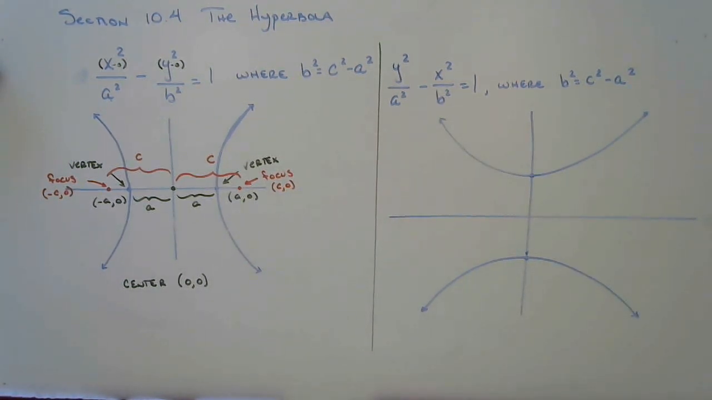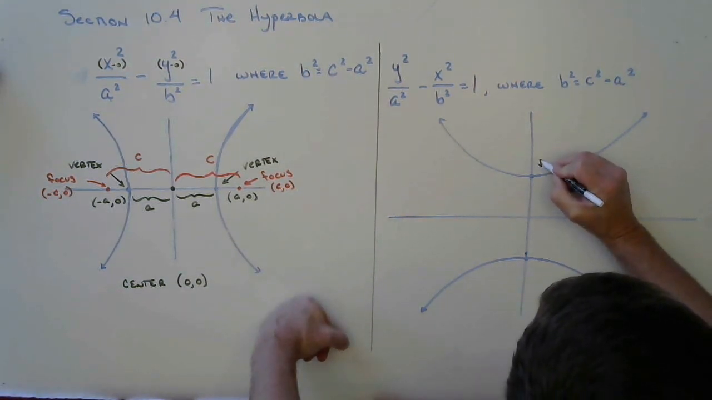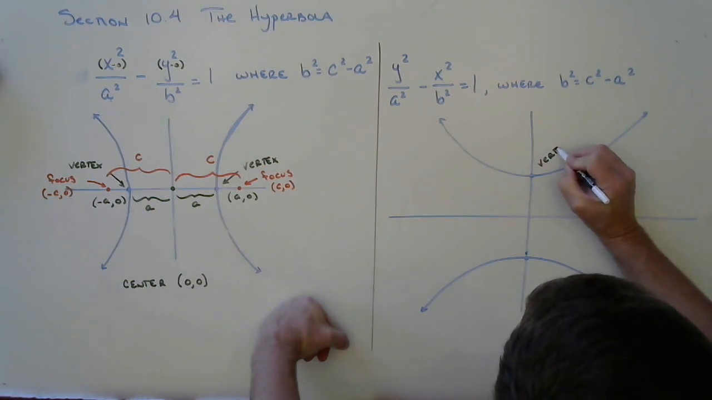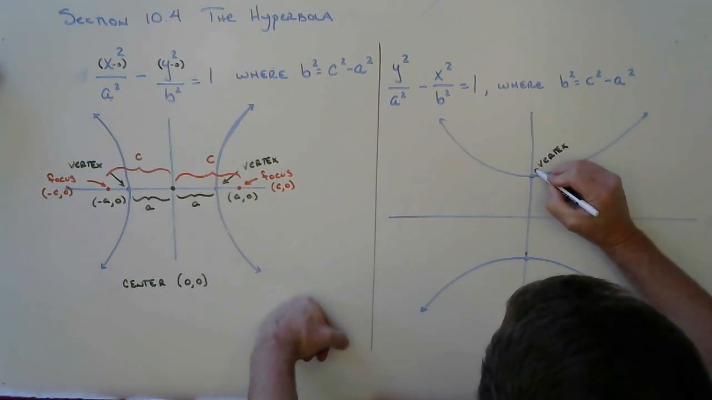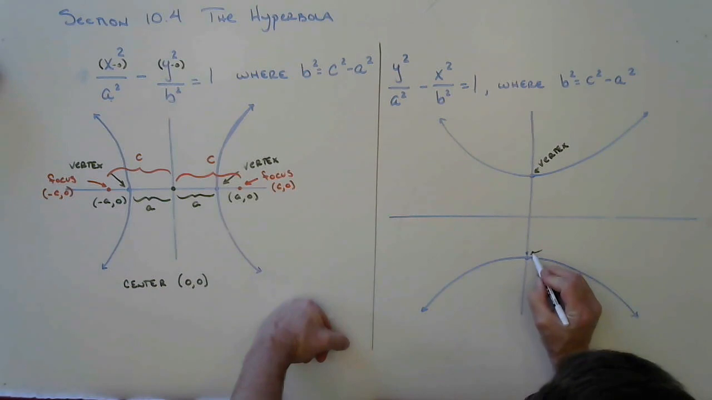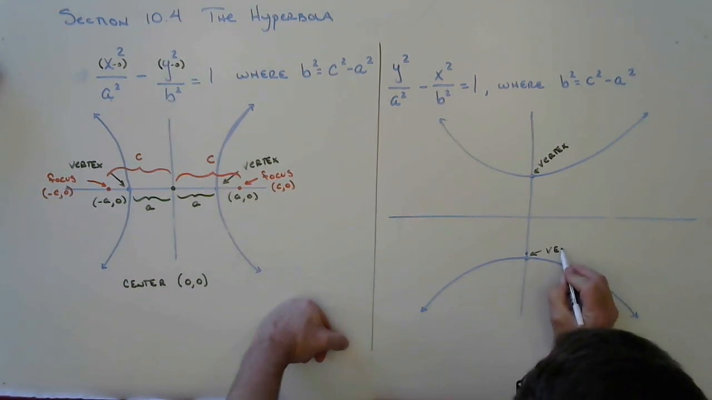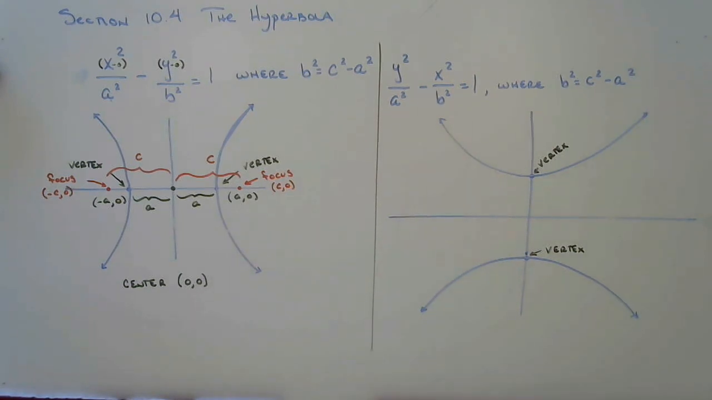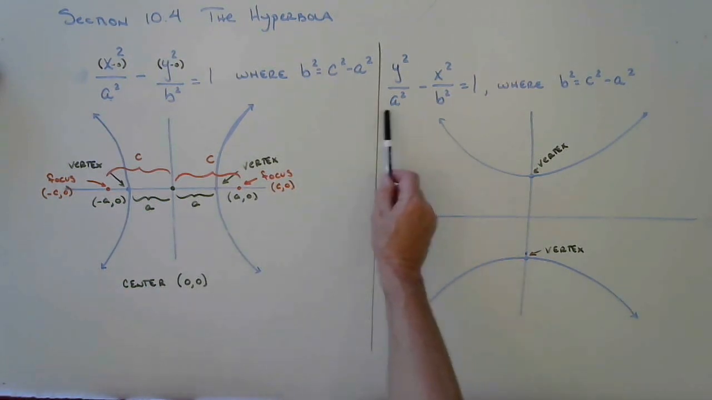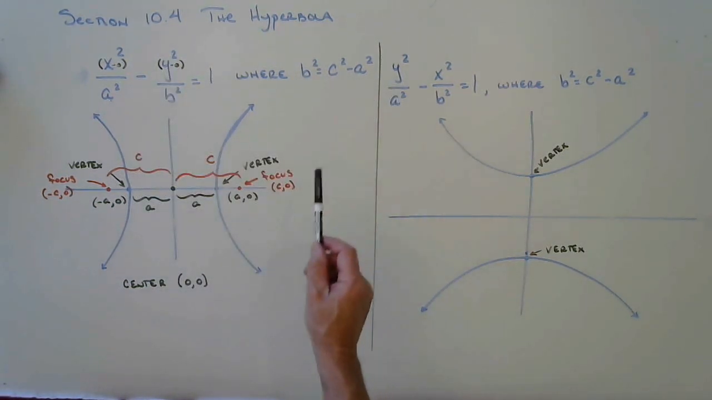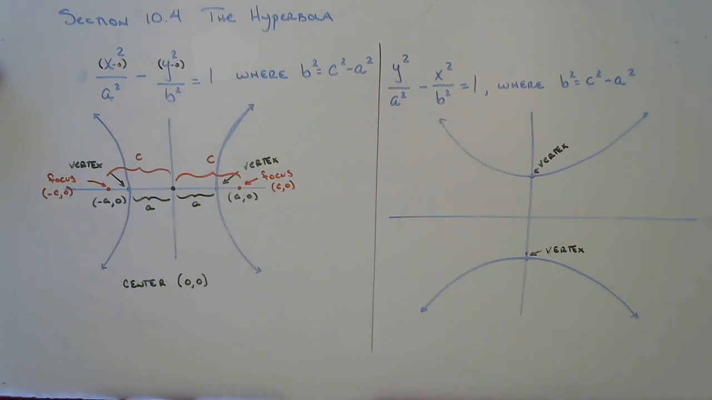And just like in the case where it opens in the x direction, this point right here is going to be a vertex. This point right here is also going to be a vertex. Now you'll notice when I wrote the equation, I put the a under the y. That's something that we're going to have to make sure we write in our notes. a goes under the positive term. It goes under the positive term.